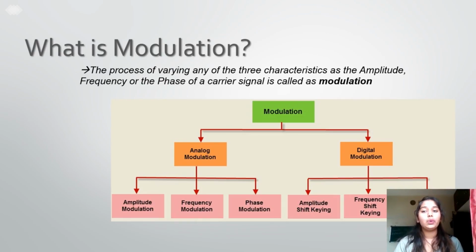Hence, such low-frequency message signals are modulated over the high-frequency carrier signal due to the following reasons: practical length of antenna, narrow banding of the signal, frequency multiplexing, and effective power radiated by the antenna.